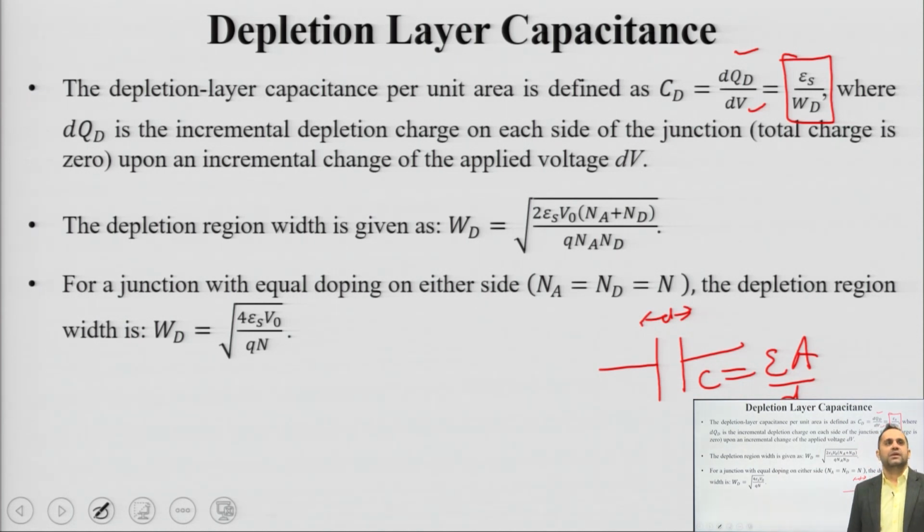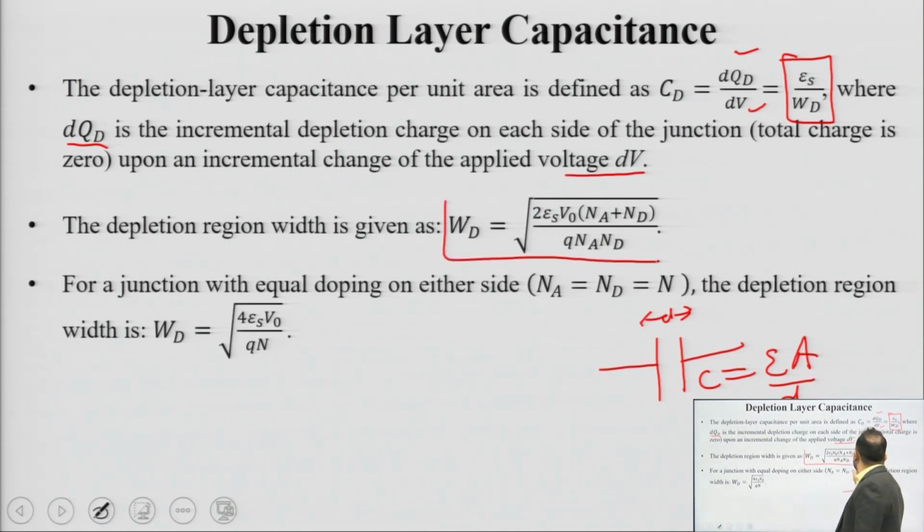Okay. So, again this is the incremental charge, depletion charge on either side of the junction, on the P side and N side of the junction, and incremental voltage, applied voltage dV. Okay. So, the depletion region width, we have already seen the expression in the last lecture. This is where we basically ended our last lecture.